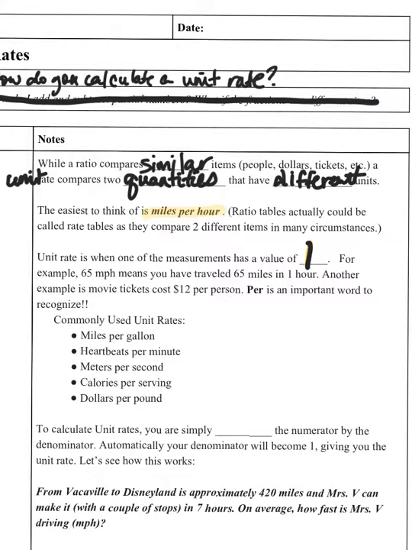For example, if you have 65 miles per hour, that means that you've gone 65 miles in 1 hour. Another example is if movie tickets cost $12 per person. Per is a really important word when dealing with unit rate. Okay. Here's some common ones that you probably recognize: miles per gallon, heartbeats per minute, meters per second, calories per serving, dollars per pound. Things that you actually see out in the real world all the time. And you may not even think of it as a math thing, but they definitely are.